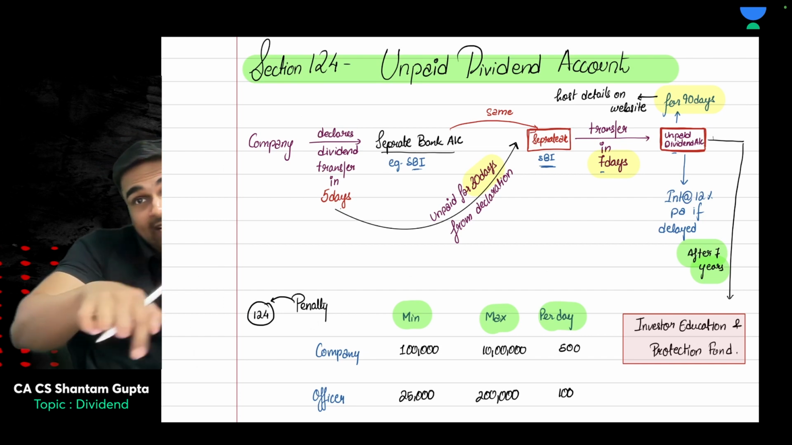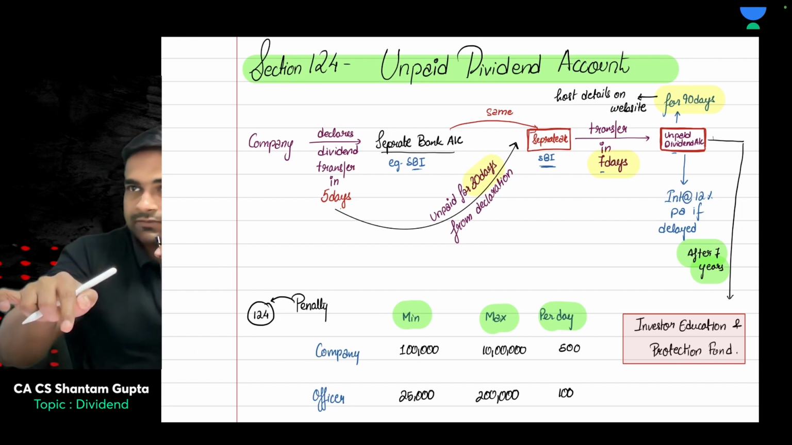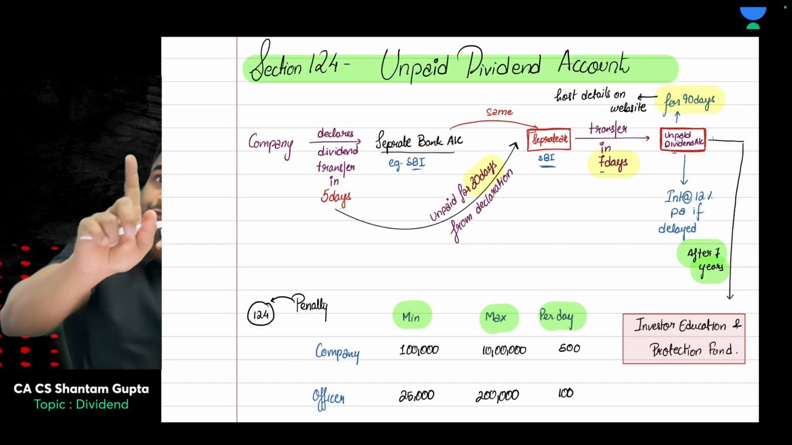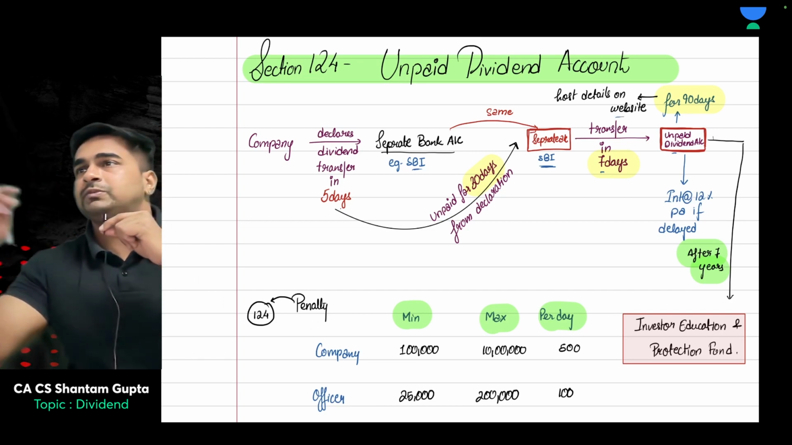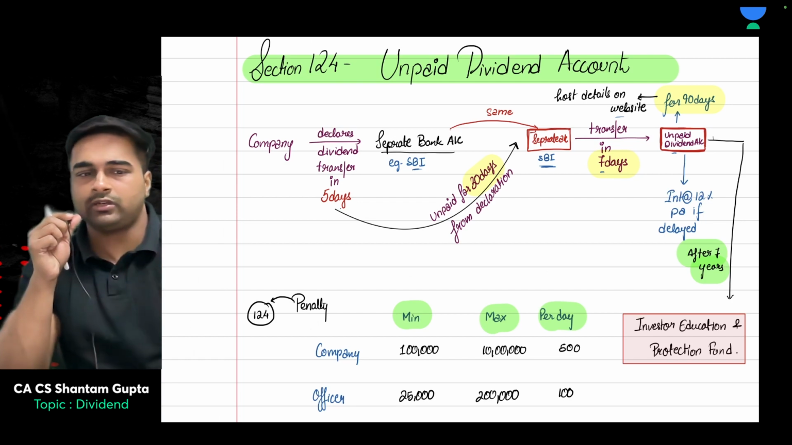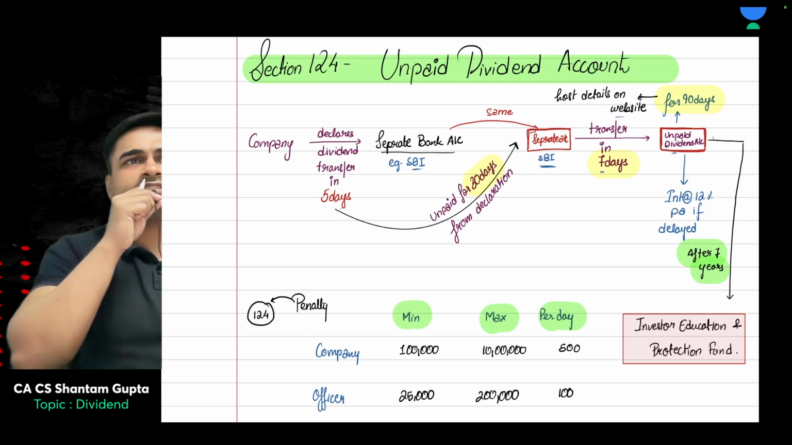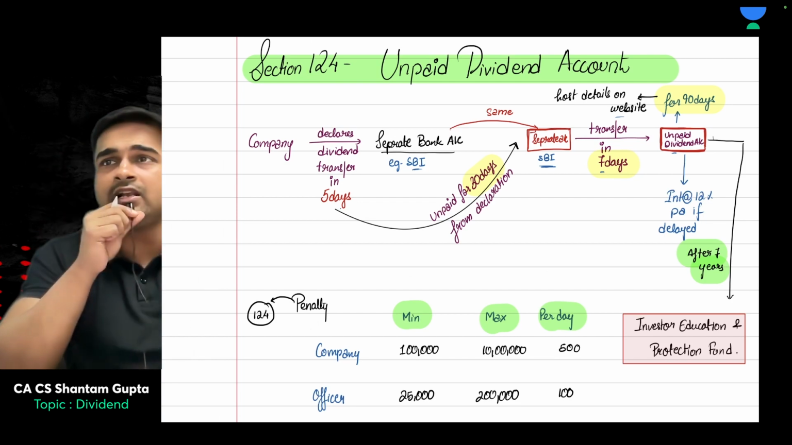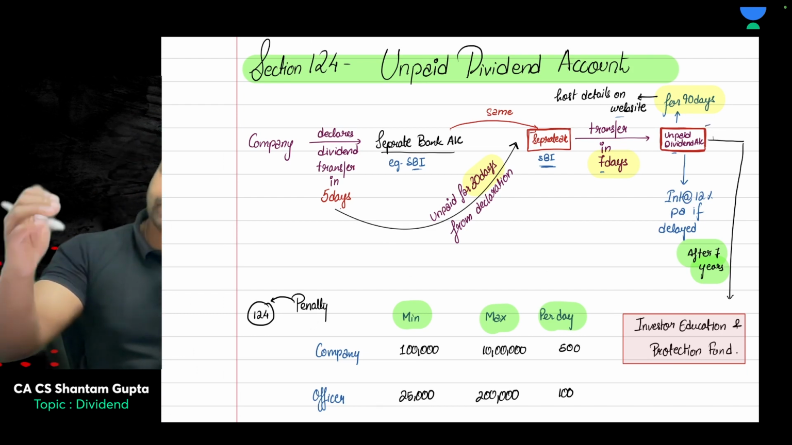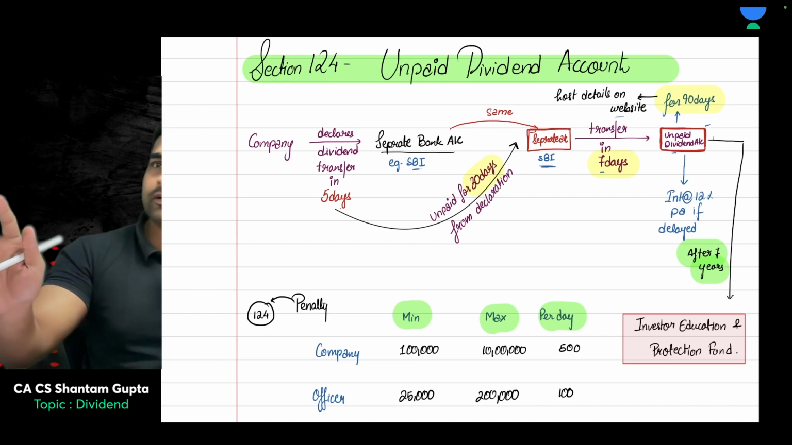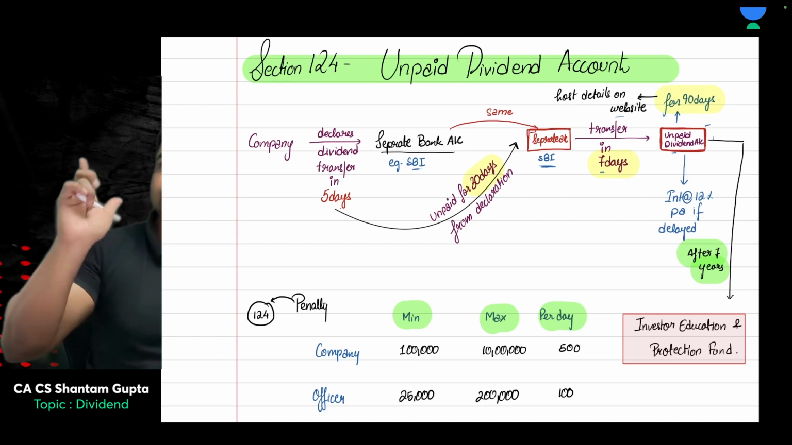Now, within 90 days of this transfer into unpaid, within the first 90 days, the company needs to put everything on website that this particular person has not taken dividend and this is here, etc. Company will inform. And this money will be lying here for the next 7 years.